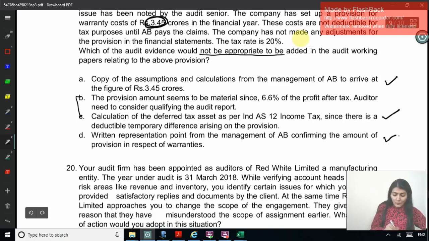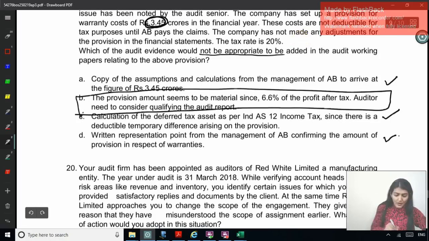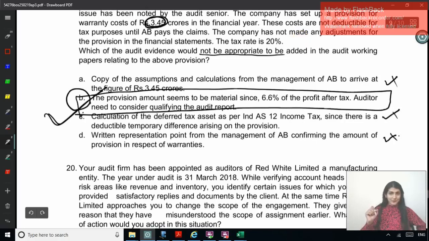Yes. So which is the one which will not be included in your working paper? The B one. So which is the correct answer over here? B is the correct answer. Will you take written representation? Yes. Will you ask for the DTA working? Yes. Will you check for the assumptions and calculation? Yes. So this all will be included. So the B point will not be included.